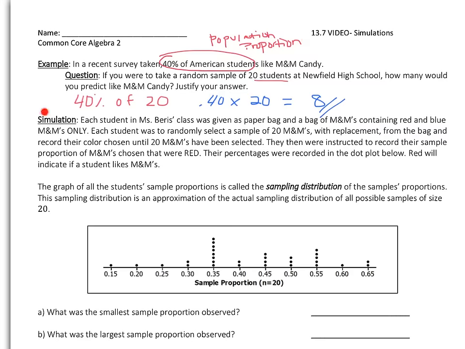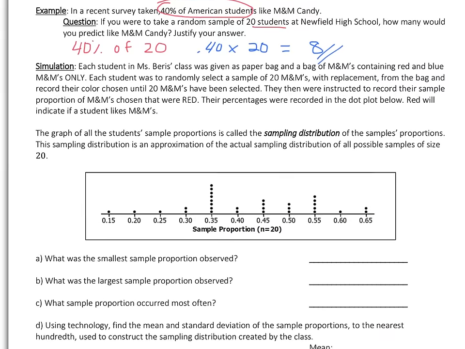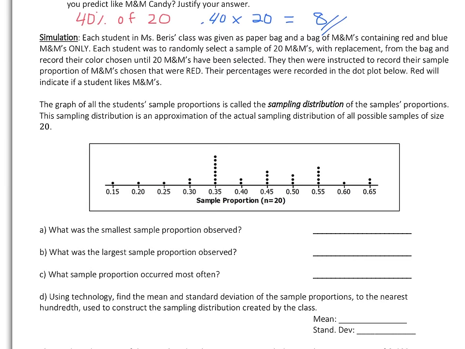So let's look at a simulation that Miss Barris's class is going to do for us. Okay, each student in Miss Barris's class was given a paper bag and a bag of M&Ms containing red and blue M&Ms only. Each student was to randomly select a sample of 20 M&Ms with replacement from the bag and record their color chosen until 20 M&Ms have been selected. They then were instructed to record their sample proportion of M&Ms chosen that were red. Their percentages were recorded on the dot plot below. Red will indicate if a student likes M&Ms.